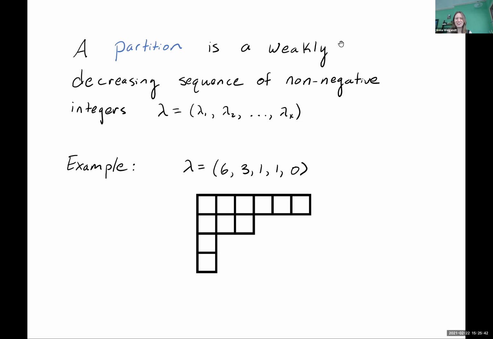In this crowd, you know what a partition is: a weakly decreasing sequence of non-negative integers. For this formula, I really do want to keep track of 0 parts. So it's important that this partition has these 5 different parts. But when I draw its corresponding Young diagram, I don't see that 0 part in my picture, but that's okay. So that's a partition.